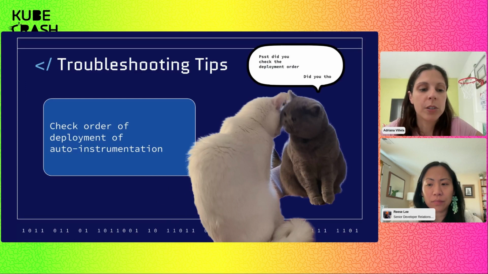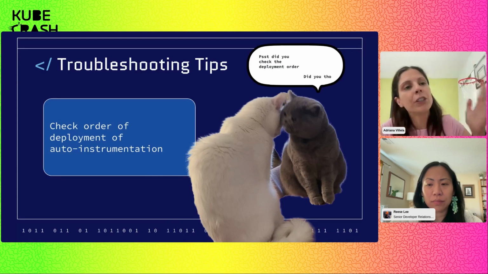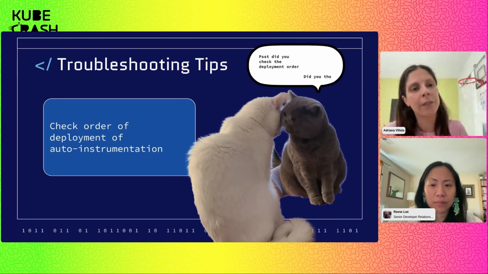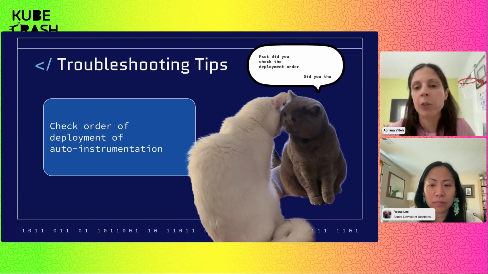As we learned earlier, if you're auto-instrumenting via the operator, you have to do things in the right order. So that instrumentation resource has to go first, and then you deploy that deployment resource because of that init container that the deployment creates at the time of deployment.